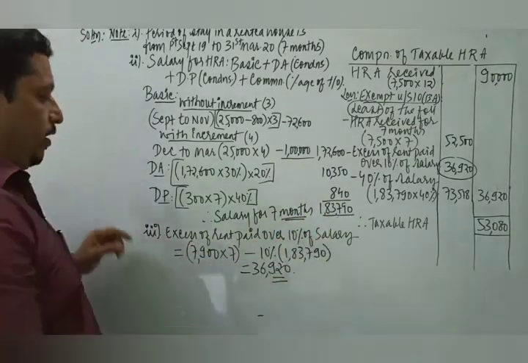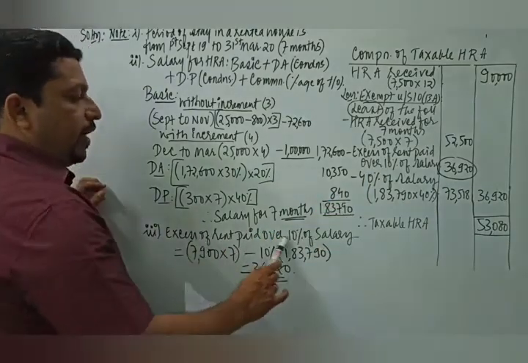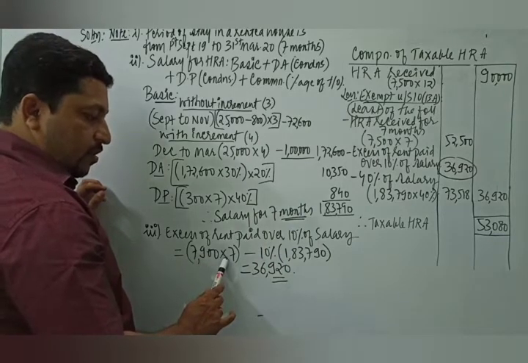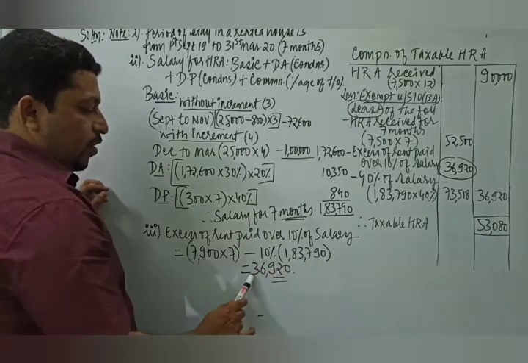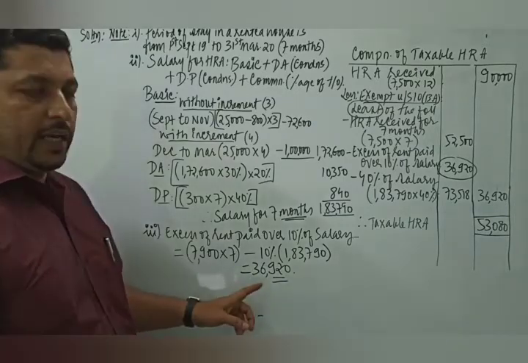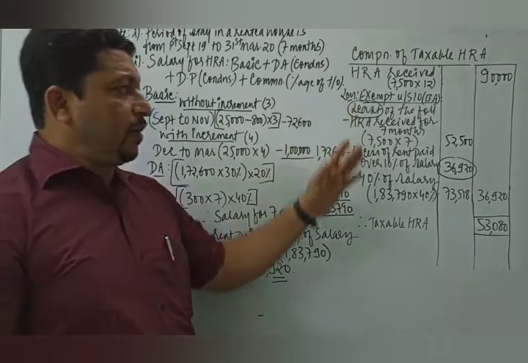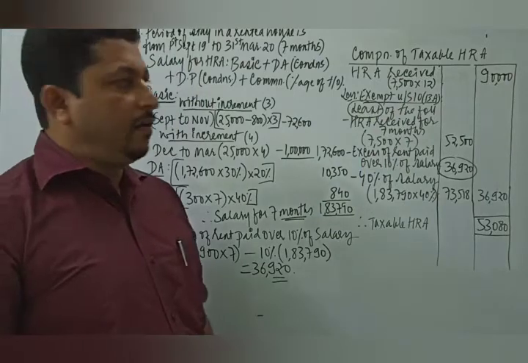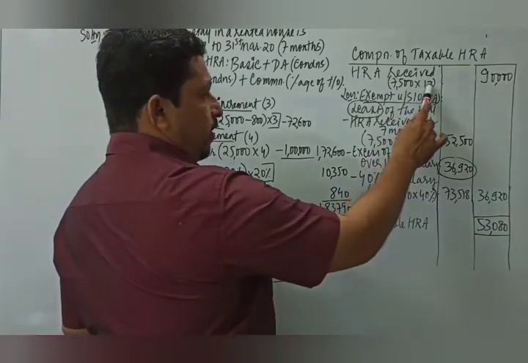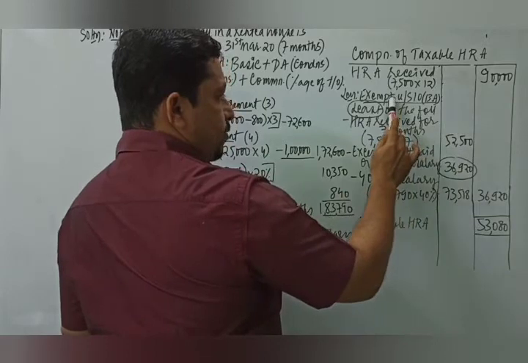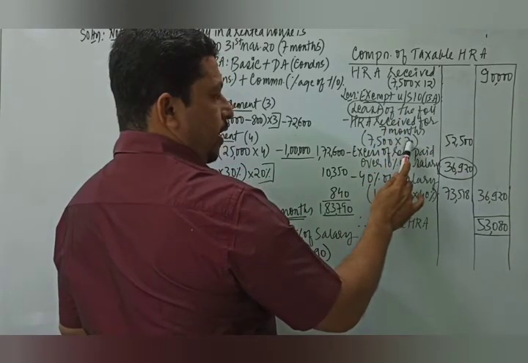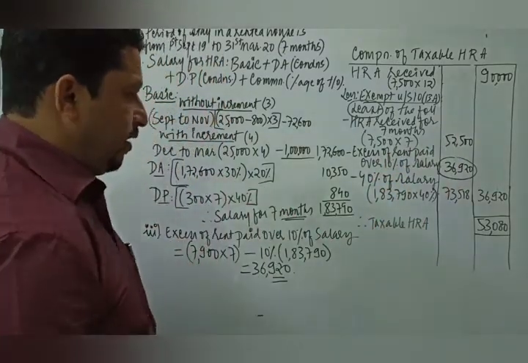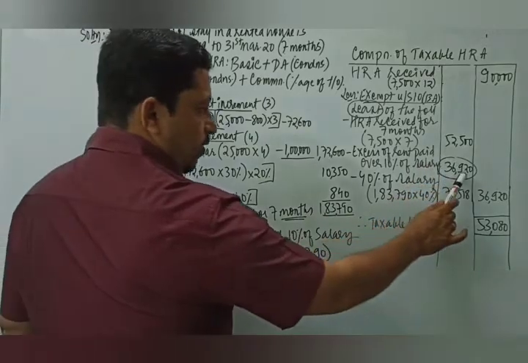1,83,790. Then I can take this particular criterion: excess of rent paid over 10% of salary. Viresh is paying a rent of 7,900 for 7 months minus 10% of salary. So if we deduct these numbers, you get 36,920. Then we prepare the format: computation of taxable HRA. HRA received is 7,500 per month and it is received for the full year. So 90,000. But exemption will be available only for the relevant period. Remember, for 7 months. So 7,500 into 7 is 52,500. Excess of rent paid over 10% of salary is calculated right here.